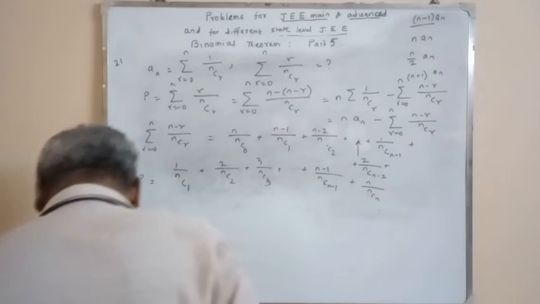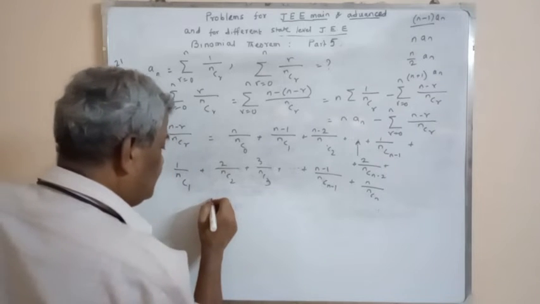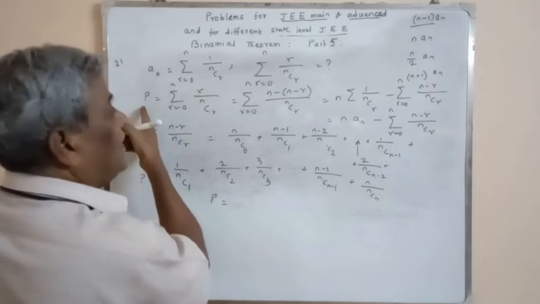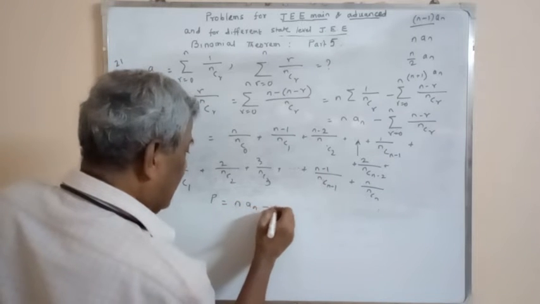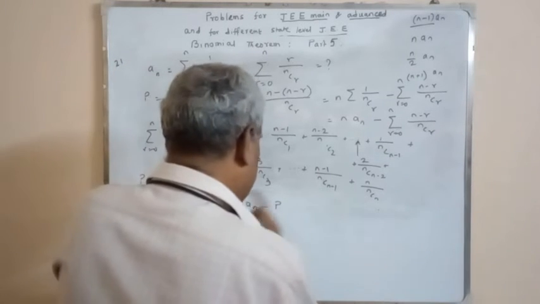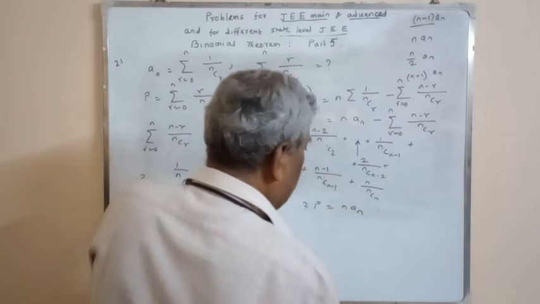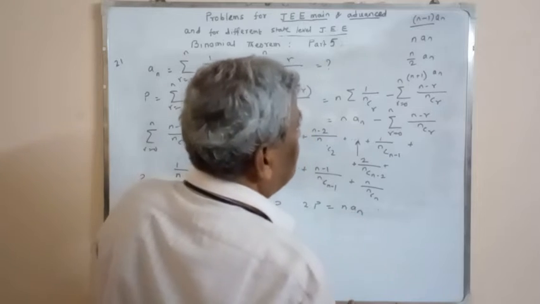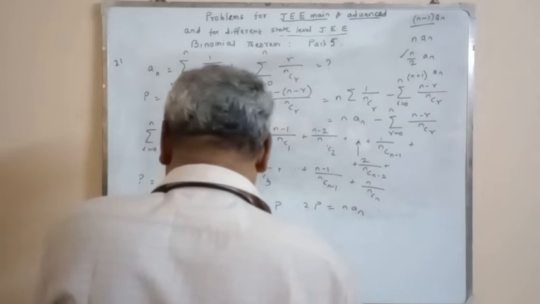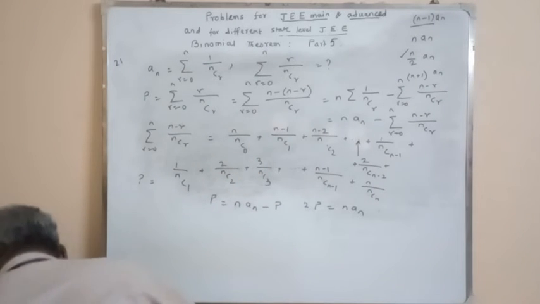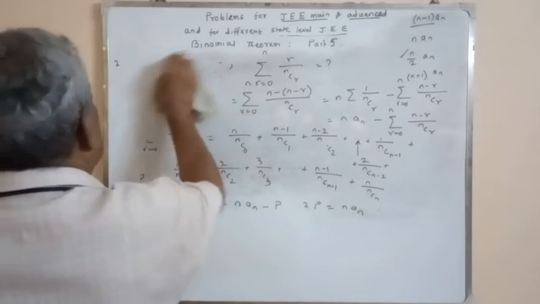So we get p is equal to n an minus p. So 2p is equal to n into an. So p is equal to n an by 2. So this option is correct. Next problem, it is problem number 22.